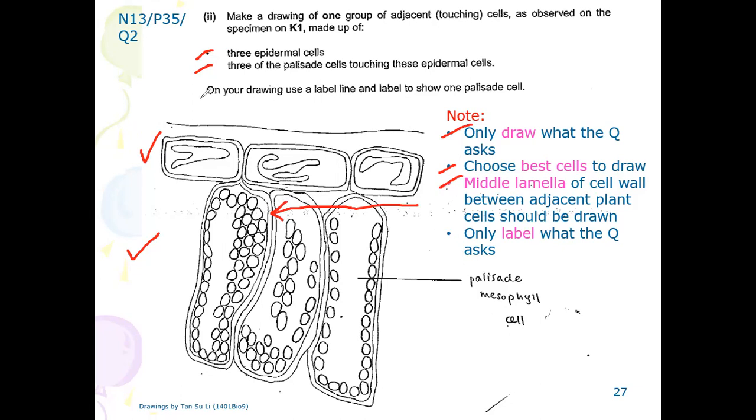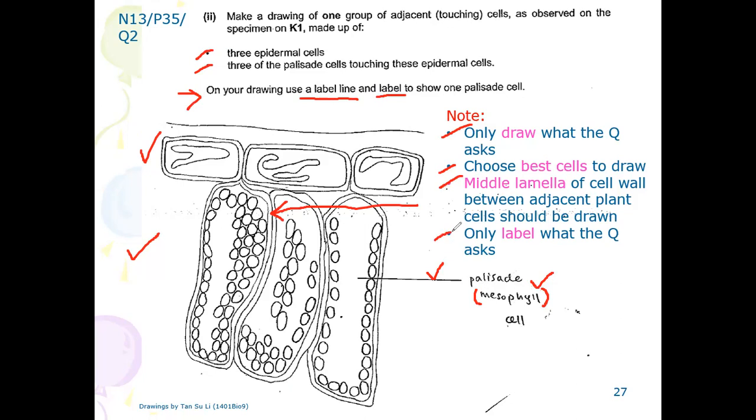Okay, then you see this question here. On your drawing, use a label line and a label to show one palisade cell. So this is a label line which is ruled, that means you use a ruler to draw, and then you label the palisade cell. So the student decided to label palisade mesophyll cell, which is actually correct. If you don't write mesophyll, it is also correct because the question asks you to label palisade cell, right? But it's actually palisade mesophyll cell.